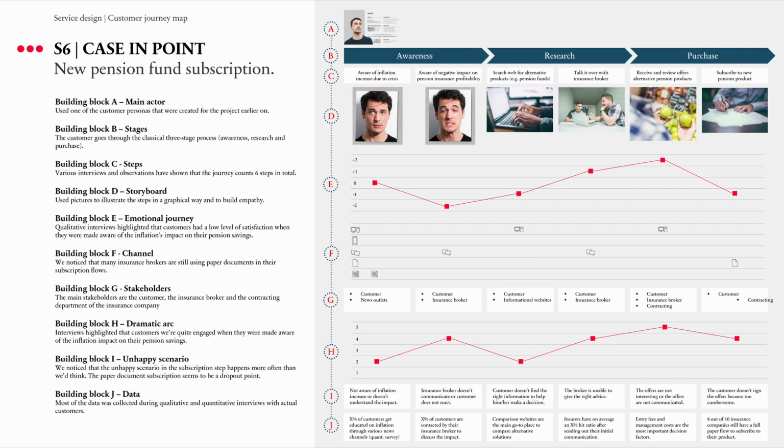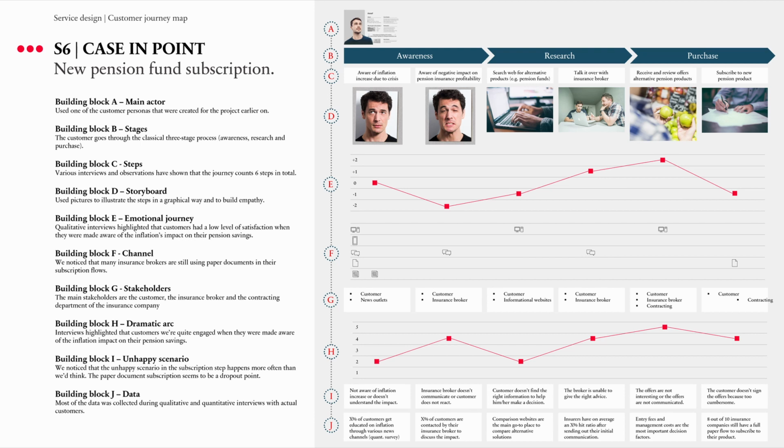Next, we have the steps. We were able to identify these thanks to the observations and one-on-one interviews that we conducted with actual customers. Basically, we have 6 steps, which can further be divided into sub-steps, if need be. These 6 steps were being aware of the inflation increase due to the crisis, being aware of the negative impact on the pension insurance profitability, searching the web for alternative products, talking it over with the insurance broker, receiving and reviewing offers for alternative pension products, and finally subscribing to the new pension product. A tip that I can give you here is to always include verbs in your steps.